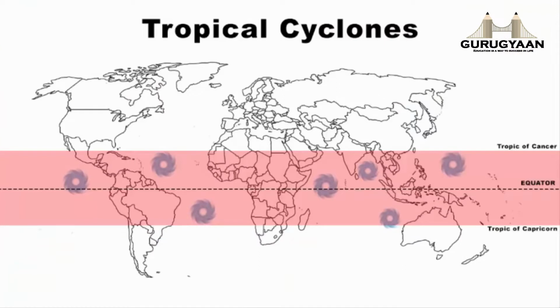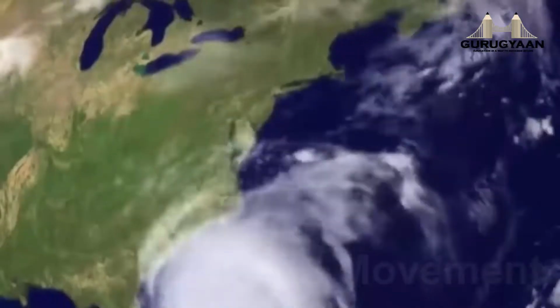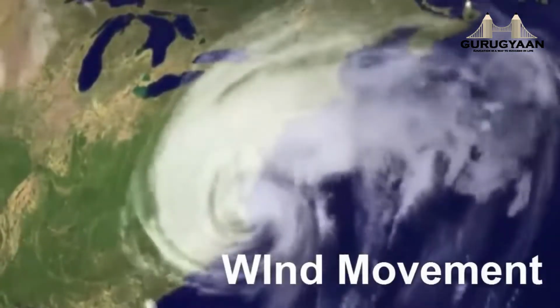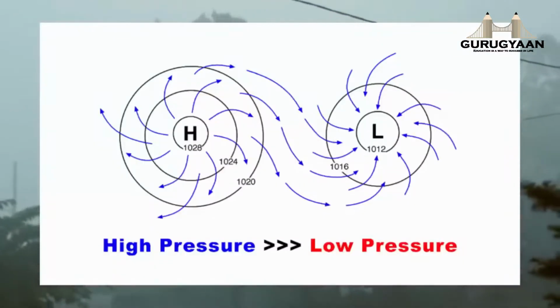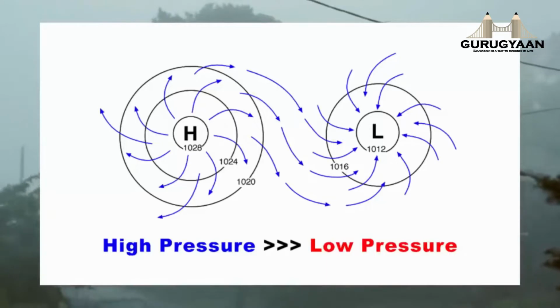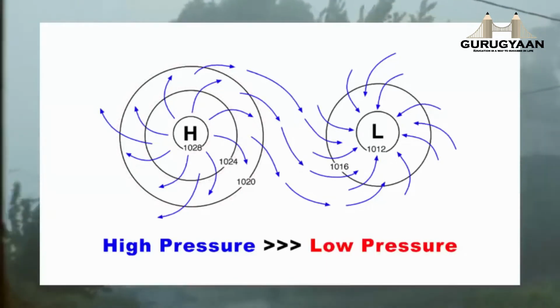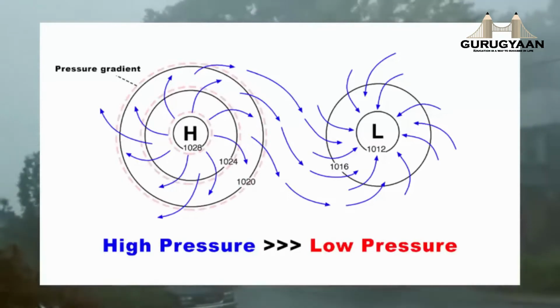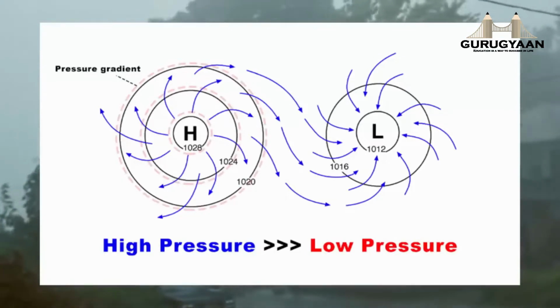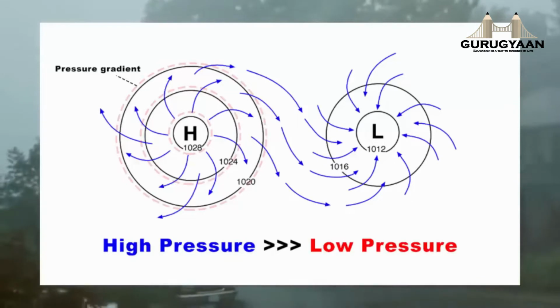Now that you have understood the main things about the tropical region, let's understand wind movement. Wind movement is determined by low pressure and high pressure systems. It is the difference in atmospheric pressure that creates a pressure gradient and makes the wind move. And wind always blows from areas of high pressure to areas of low pressure.